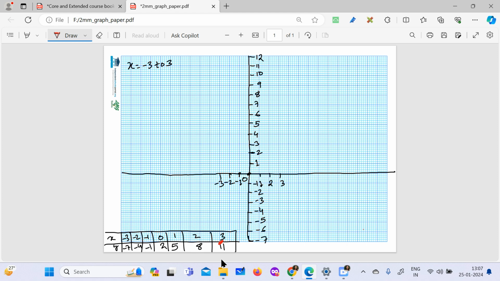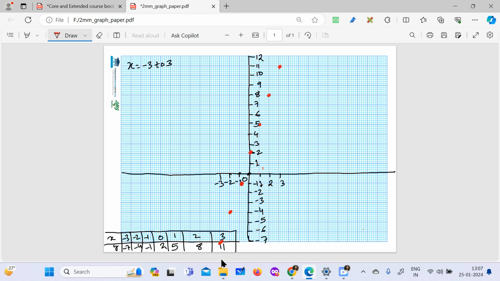Now when x is equal to minus 2, y is equal to minus 4. When x is equal to minus 1, y is minus 1. When x is equal to 0, y is 2. When x is equal to 1, y is 5. Then when x is equal to 2, y is 8. When x is equal to 3, y is 11.